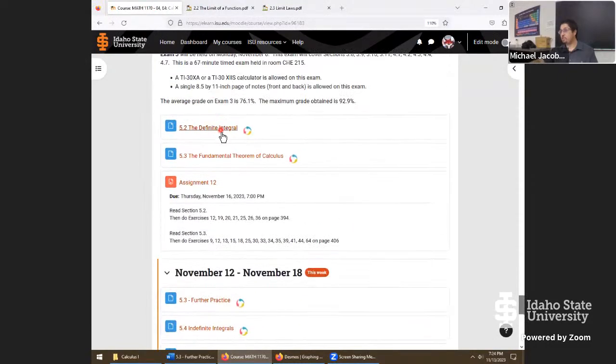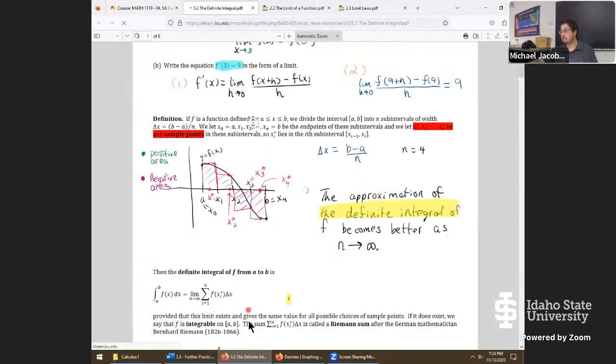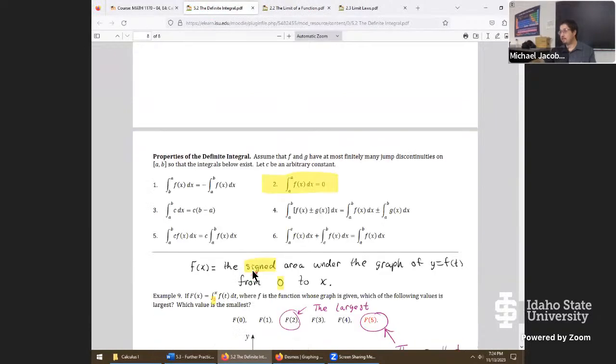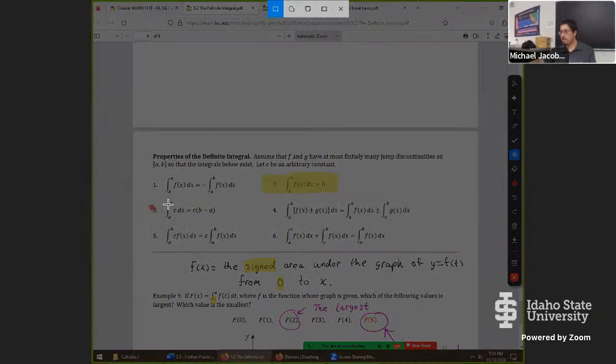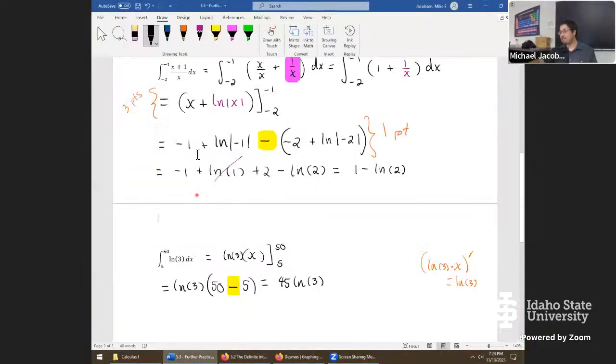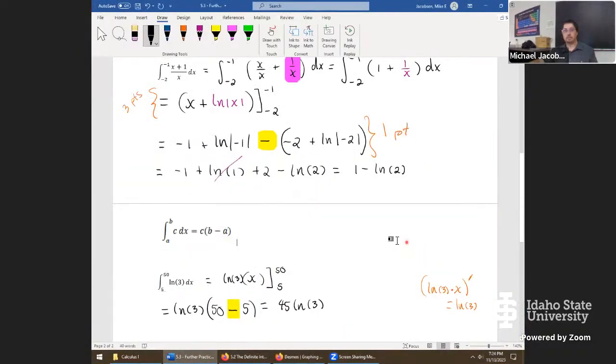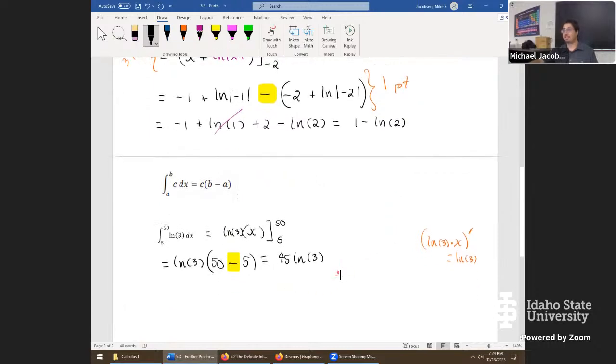It comes from section 5.2. And it's this property right here. If we integrate a constant on a range from A to B, we just look at the width of that range, that's B minus A, multiply it by the constant, and we're in great shape. So that's the property that answers this question. Any questions at all, folks, about this one here?